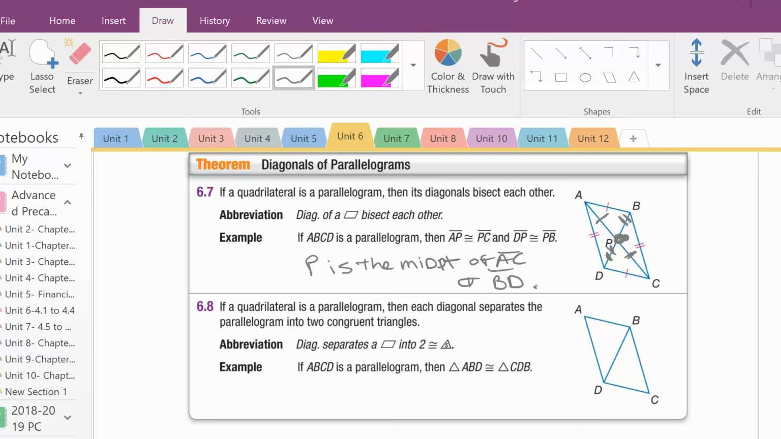And when that happens, the diagonal separates the parallelogram into two congruent triangles. So notice here, triangle ADB would be congruent to CBD because, remember, opposite sides are congruent, and this side is the same in both, so it'd be side, side, side.